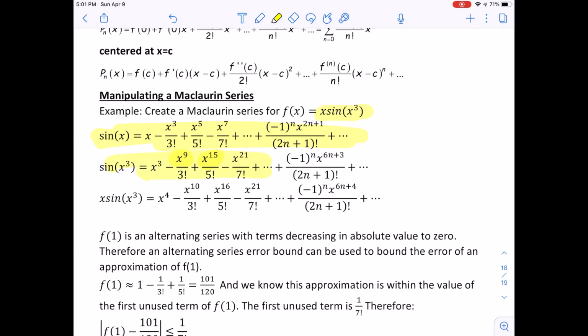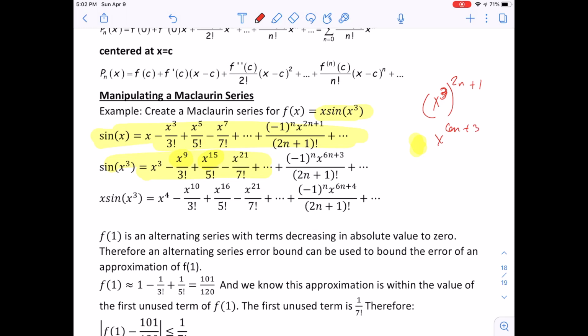And realize when you manipulate the general term, if you have this x cubed, you can imagine x cubed to the 2n plus 1. Ooh, that's terrible handwriting. Sorry, people. Realize you do a power of a power, and that's why you end up getting x to the 6n plus 3. And so it's just real easy to manipulate those.